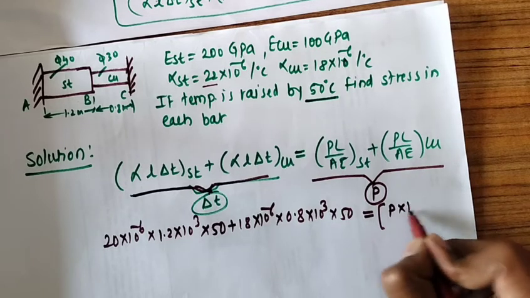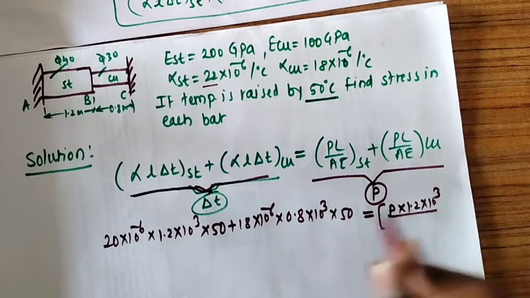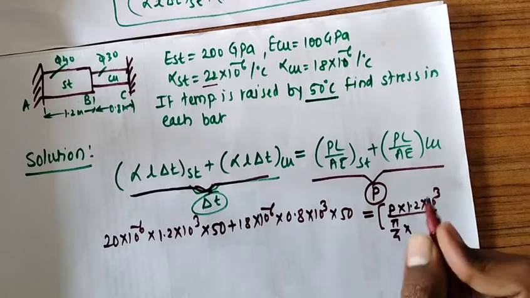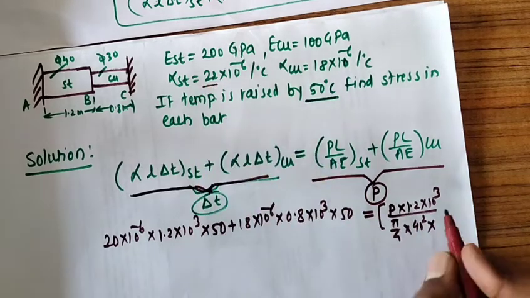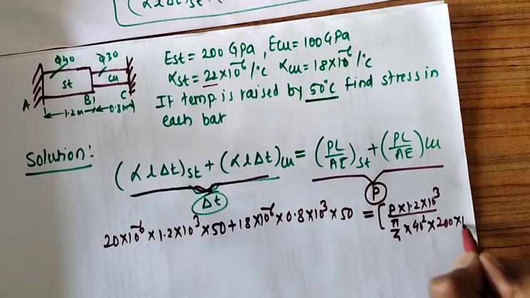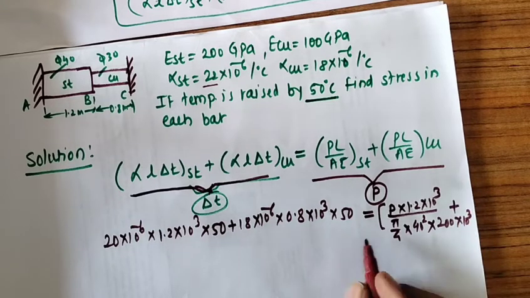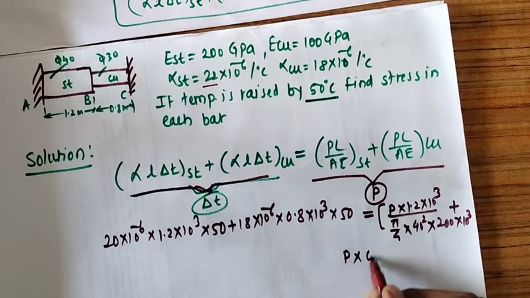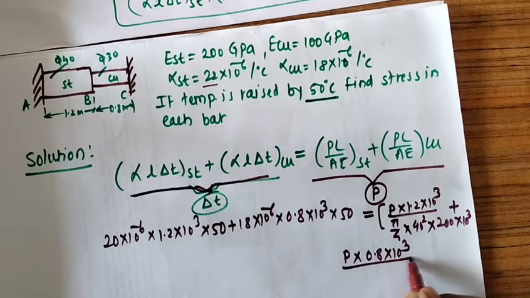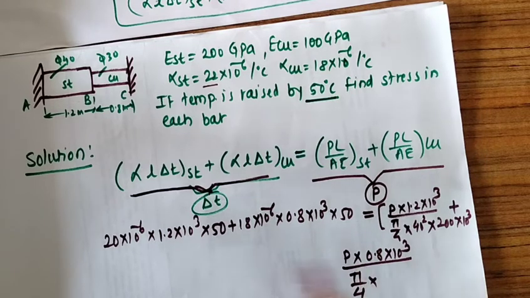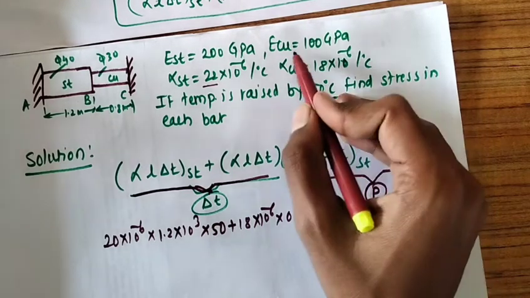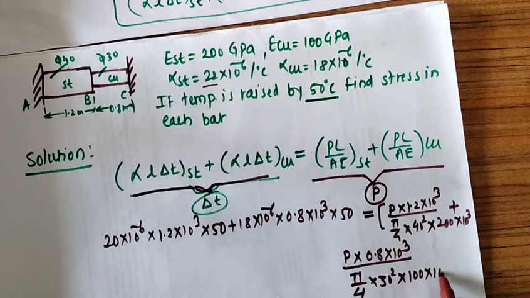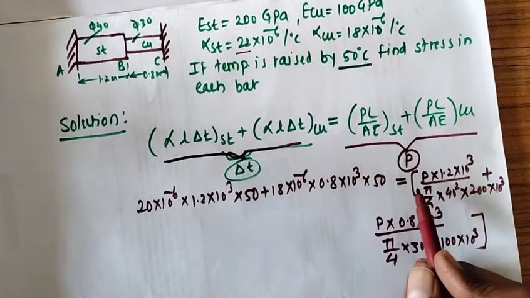L is 1.2 into 10 raised to 3 for steel, upon area we have to find out, pi by 4 into d square. Diameter is 40 for steel, into E, where E is 200 into 10 raised to 3. This is for steel, plus for copper it is again P into L is 0.8 into 10 raised to 3, as we are finding in mm, upon pi by 4 into d square. Diameter is 30 square. E for copper is 100 as given in GPa, we are putting in MPa because we want answer in mm. So by solving this, we can see here only P is unknown.